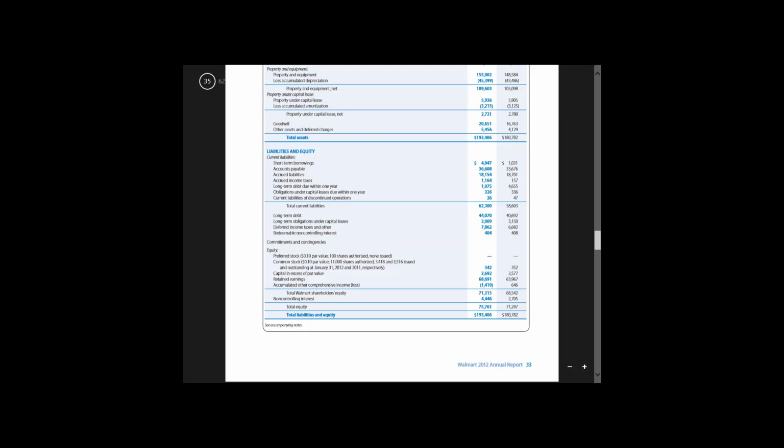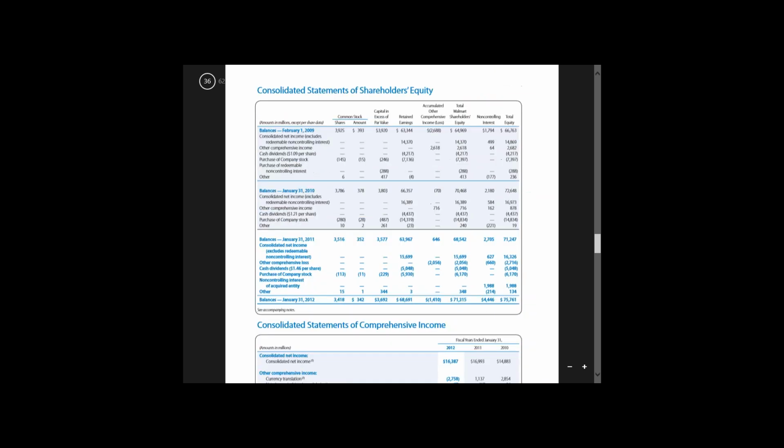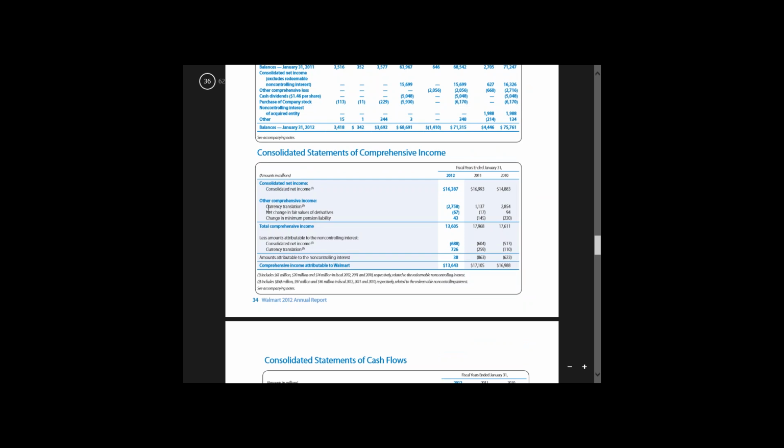So if you want to get an idea as to what those line items are for your company, you can look at the statement of other comprehensive income and get an idea as to what line items make it up. Currency translation, net change in fair value of derivatives. So basically, you really don't need to care about that. You don't model it out, you don't report it.